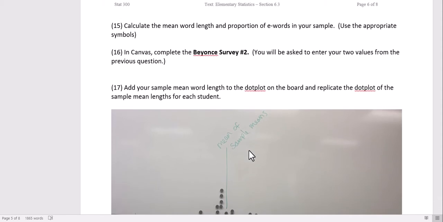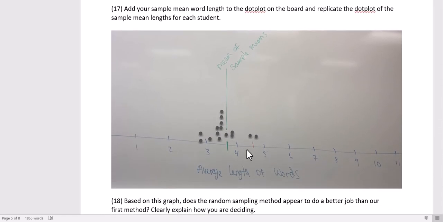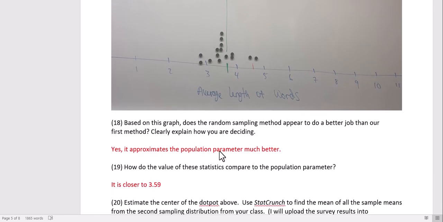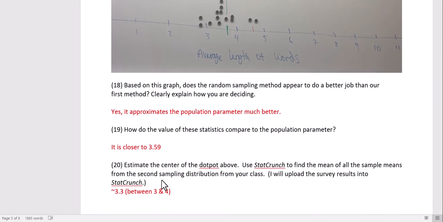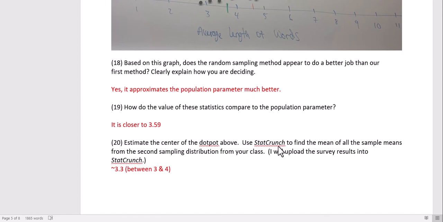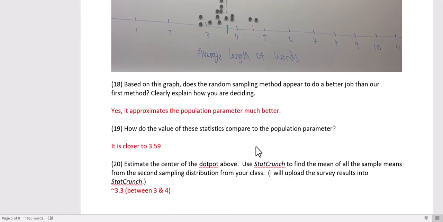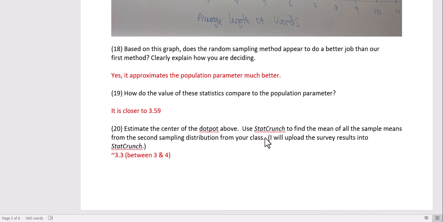Again, just to go through with the lesson today, I'm going to use the data from my in-person class. Once we did it with the random number generator, notice that now the mean of the sample means was a lot closer to our population mean. The population mean is 3.59, and this was our mean here. So it approximates it better. It is closer to the 3.59. When we do it again in StatCrunch, once I put in the information from your class's survey results, I'll share the data from StatCrunch and I'll update these notes and reshare them with you.